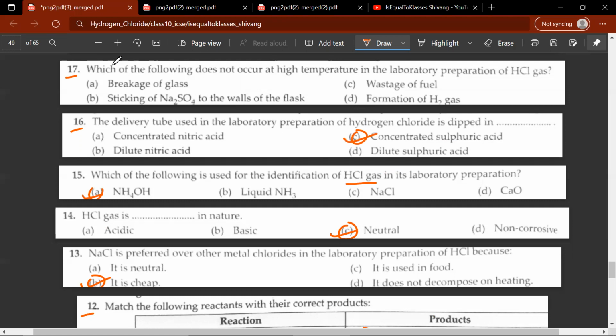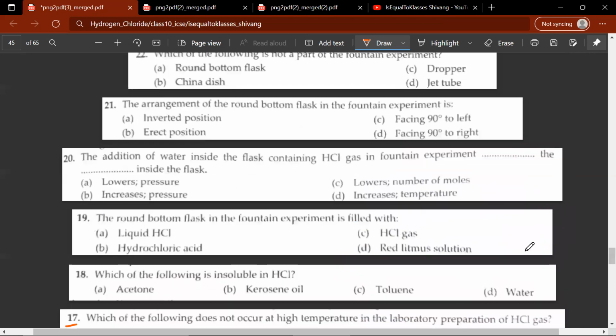17th, which of the following does not occur at higher temperature in the laboratory preparation of HCl? So breaking of glass does occur, Na2SO4 occurs, wastage of fuel occurs, but D, formation of H2 gas does not occur. 18th question, which of the following is insoluble in HCl? So B, kerosene oil will be insoluble in HCl.